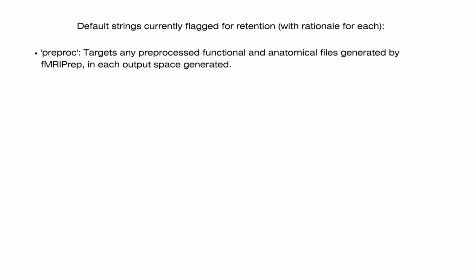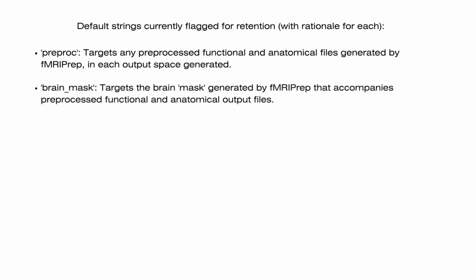First, any files containing the string preproc. This will catch any final preprocessed NIfTI files in either the anat or func output folders for a given subject. Second, any files containing the string brain_mask. This will be a binary file that corresponds to each preprocessed file that can be used to determine what is and what is not brain tissue.